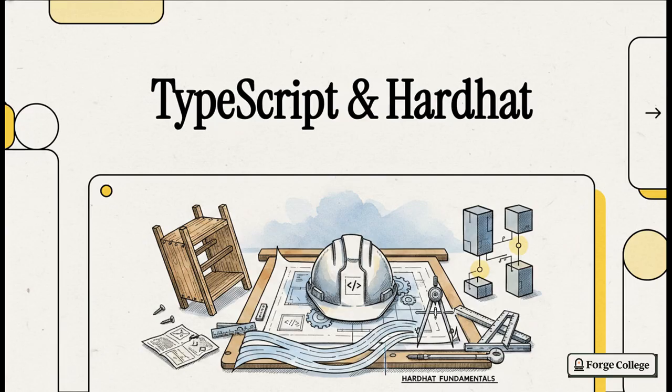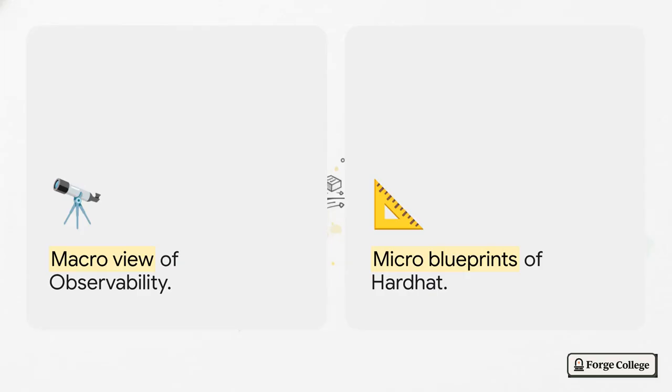If you've ever tried assembling a complex piece of furniture without the instruction manual, you know things can get wobbly really fast. Well, today, we are making sure our code doesn't wobble. We're zooming all the way back in from the high-level observability of the network to upgrade our foundational tools right here on our local machines.